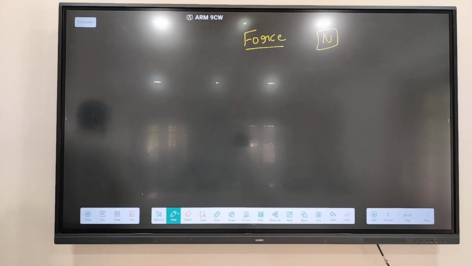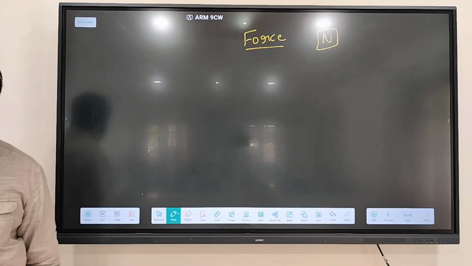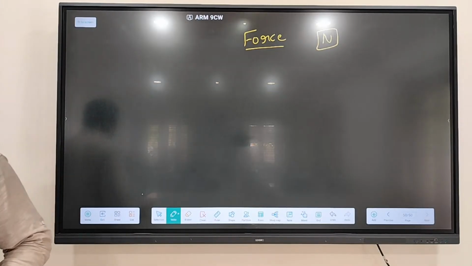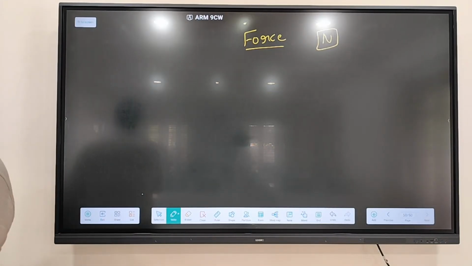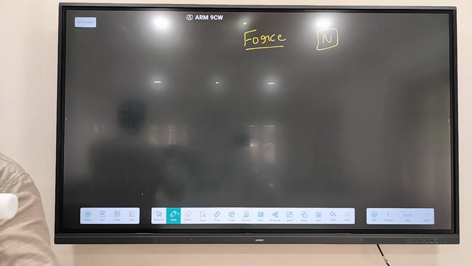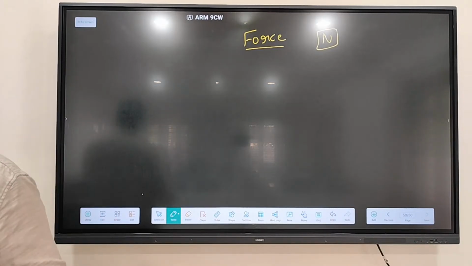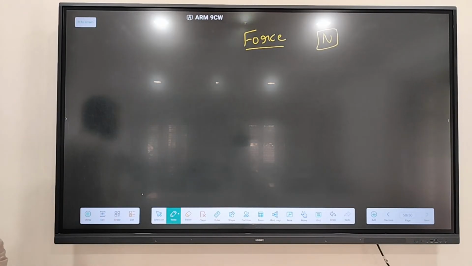If the object is here, by applying force, I can change its position, right? That is force. By applying force, I can change the position of the object, or the speed of the object also. If it is moving at 1 kilometer per hour, by applying force, I can change the speed. That is force.